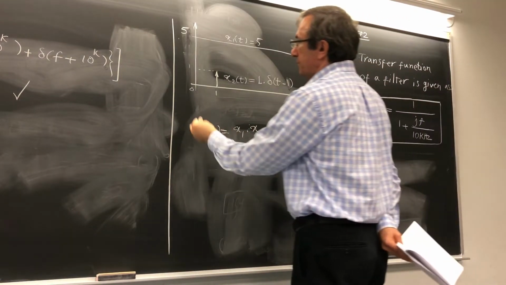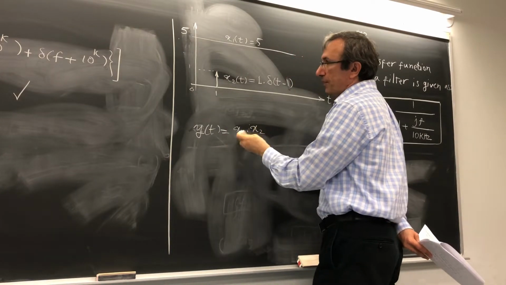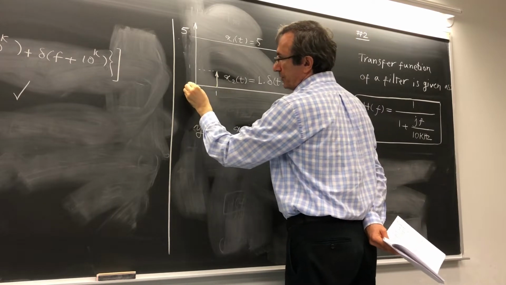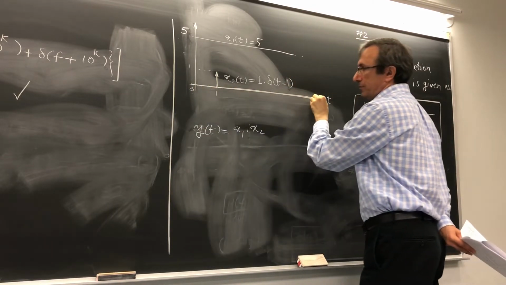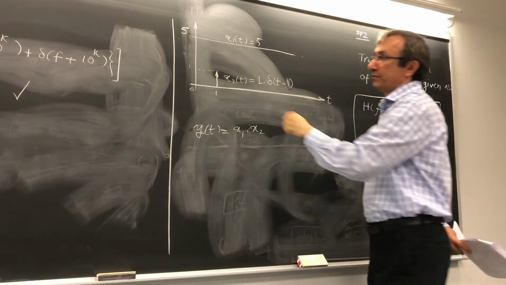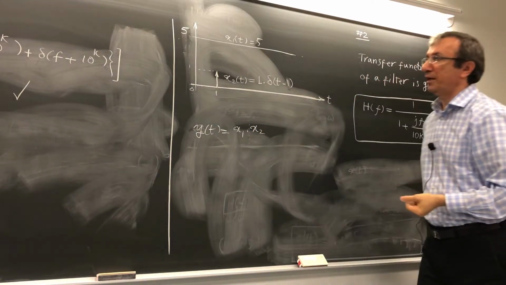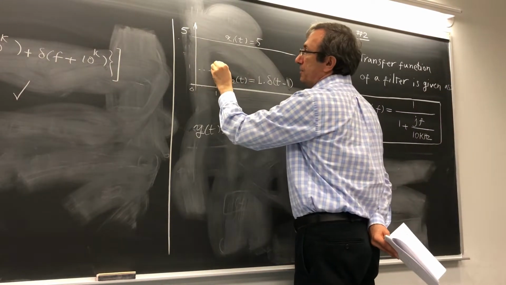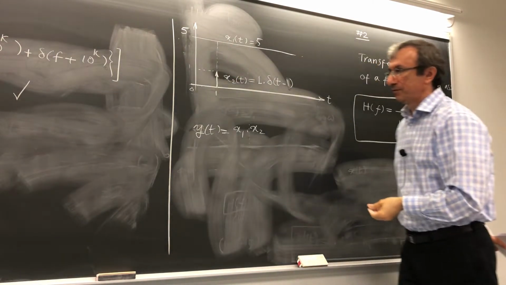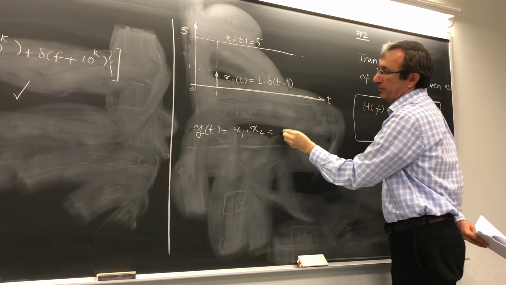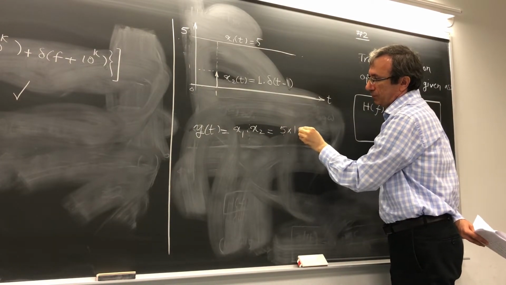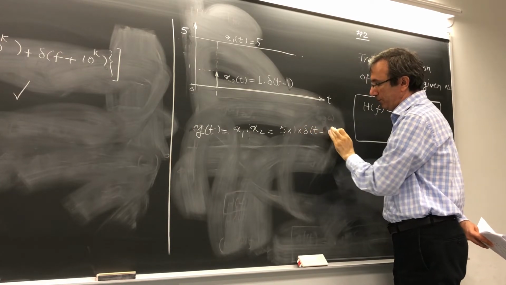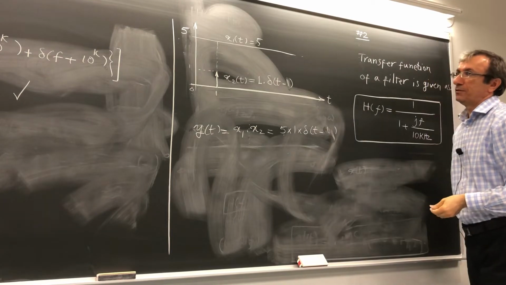So let's find the result by multiplying the two functions point by point. The result would be 0 everywhere, but for t equals 1. What do we have at t equals 1? We have an impulse. So 1 times the value of x1, which is 5. This would be 5 times 1 times delta of t minus 1. Right?